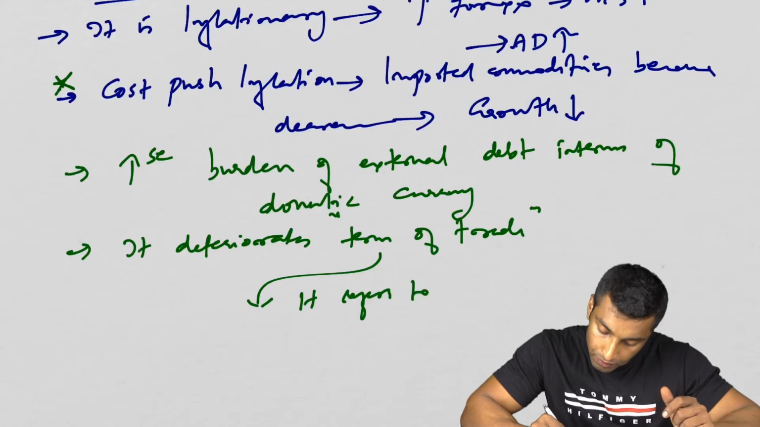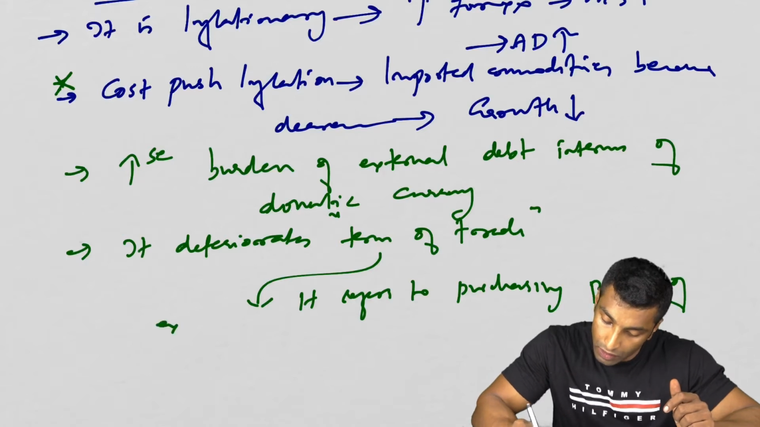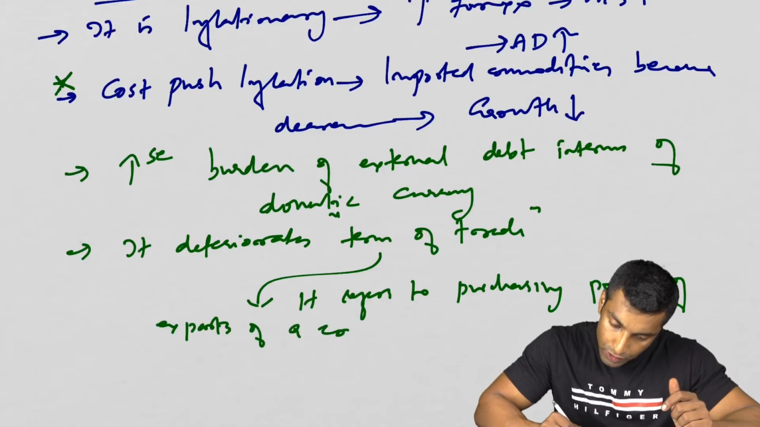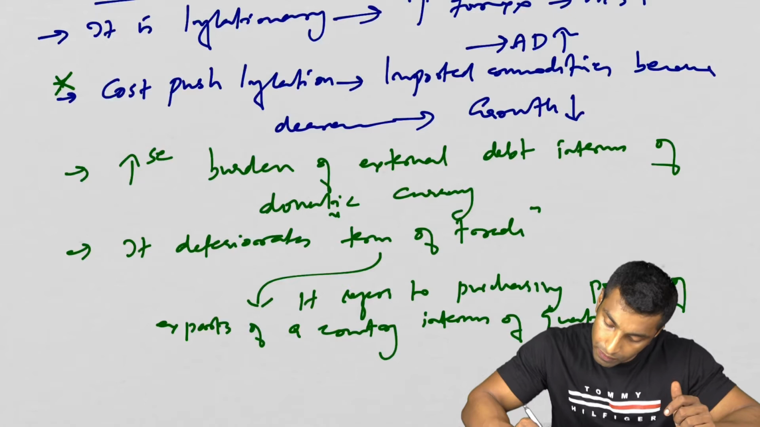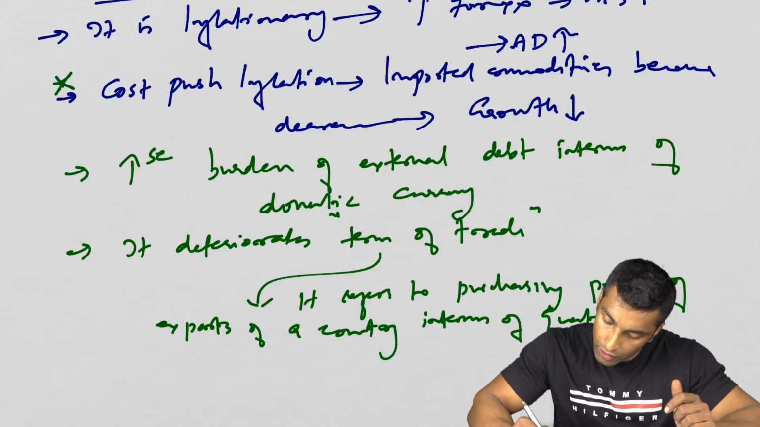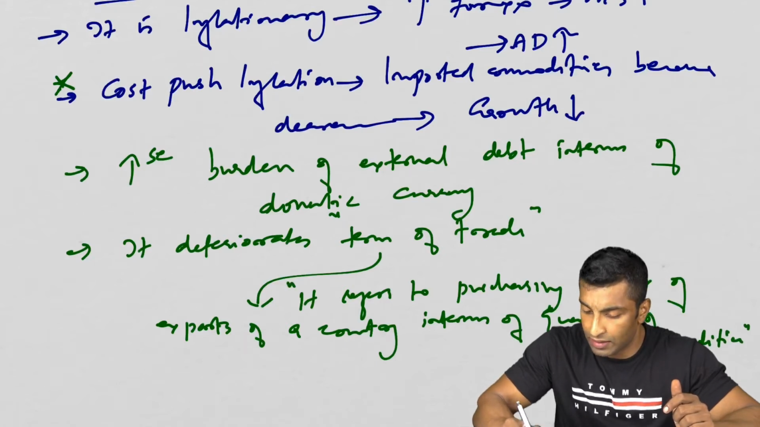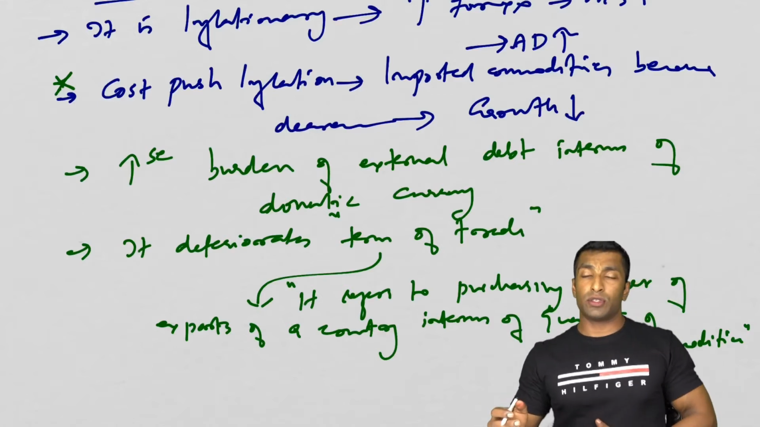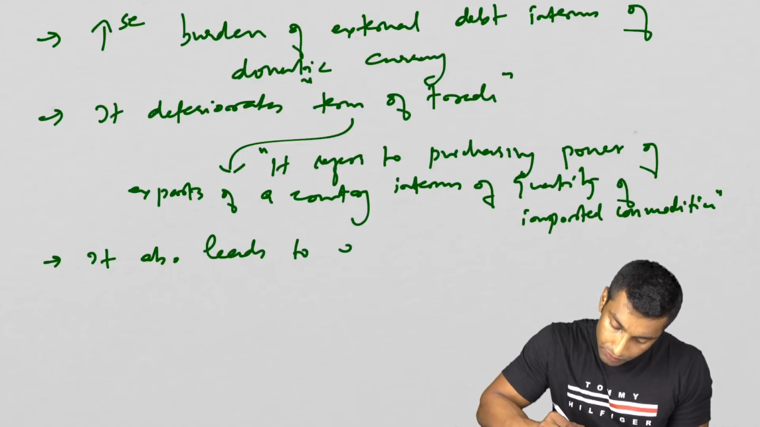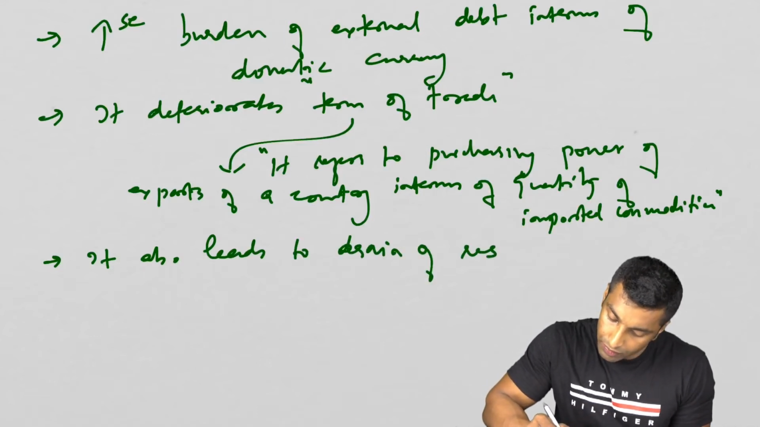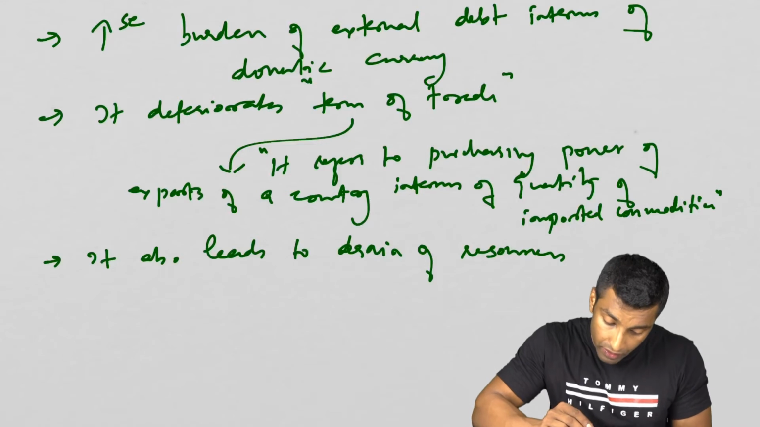It refers to the purchasing power of exports of a country in terms of quantity of imported commodities. I've already discussed this, so there is no point in getting into the details of it. It also leads to drain of resources.